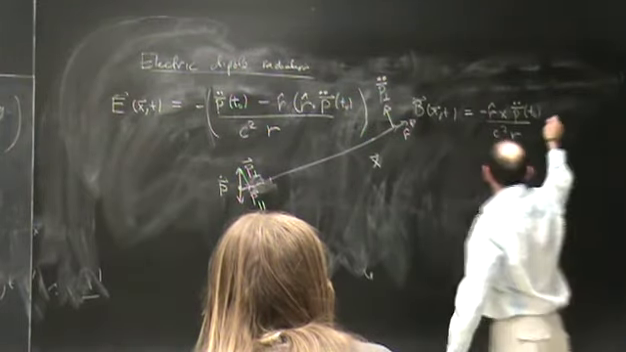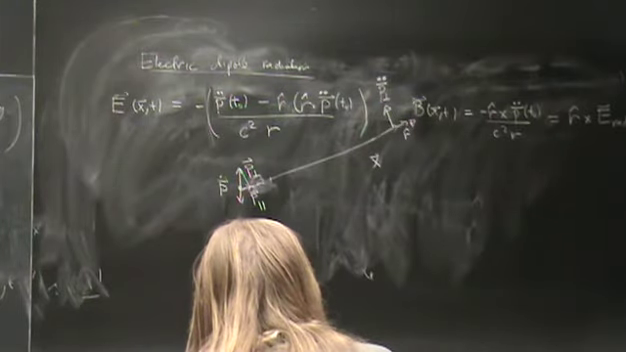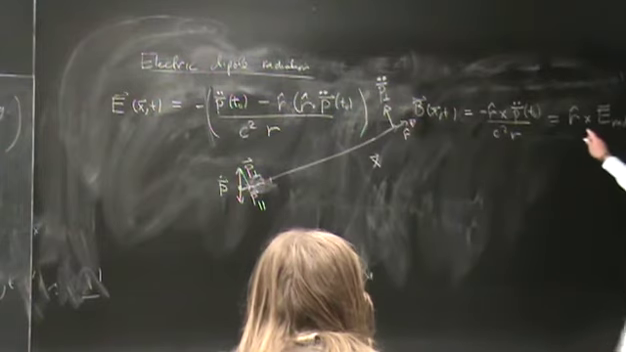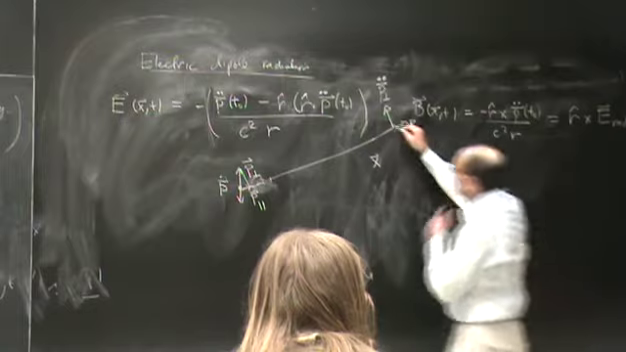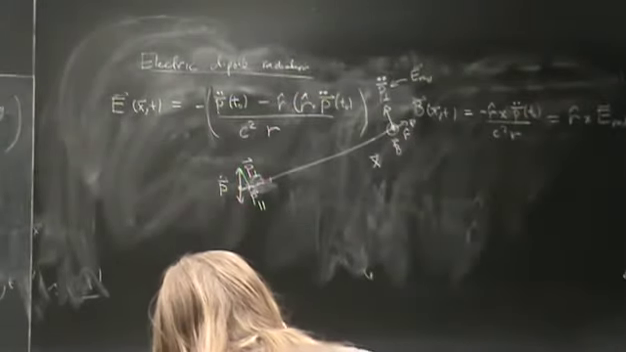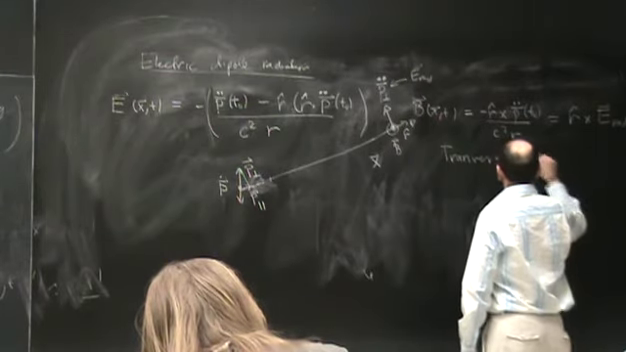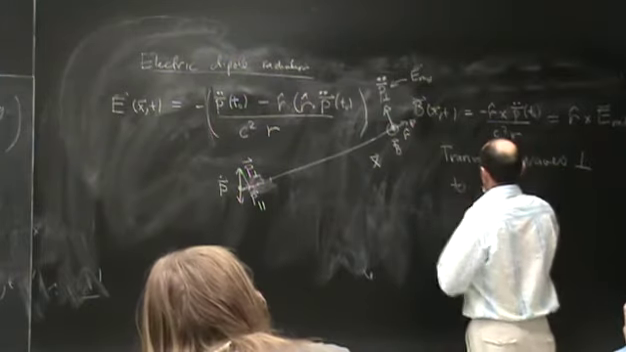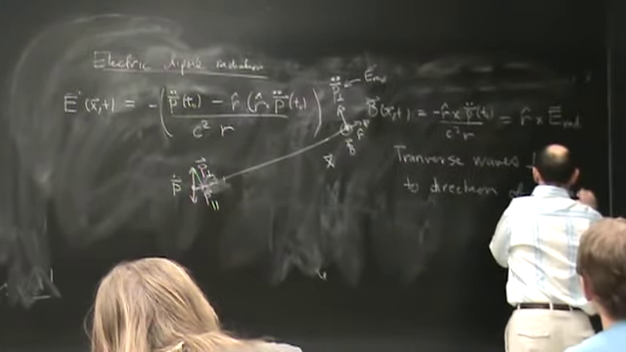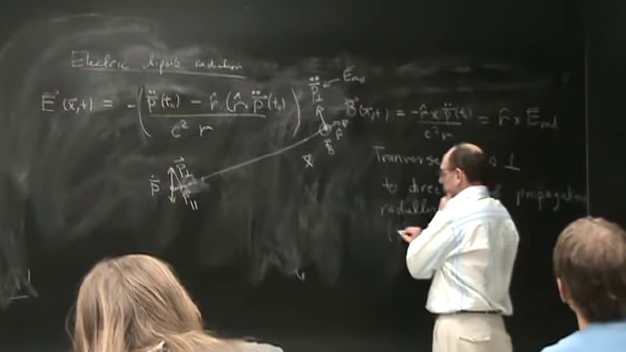What about B? Well, B is just R hat crossed into E, which is kind of what we expect. If we have a wave propagating in this direction, then the direction of the magnetic field is given by the cross product of the direction of propagation with the electric field. So the magnetic field here, this is E, and this is B. So these are transverse waves, perpendicular to the direction of propagation, radially outward. They're spherical waves.